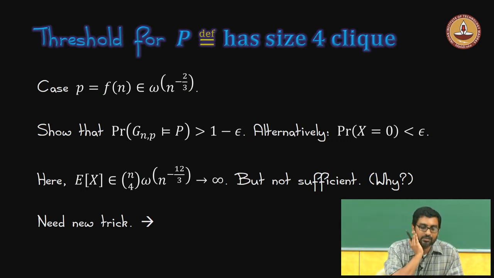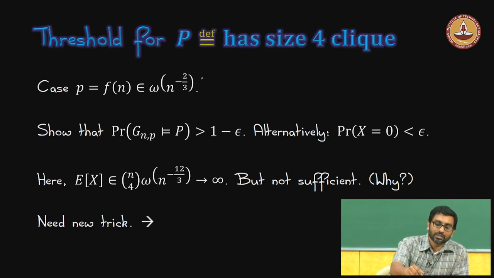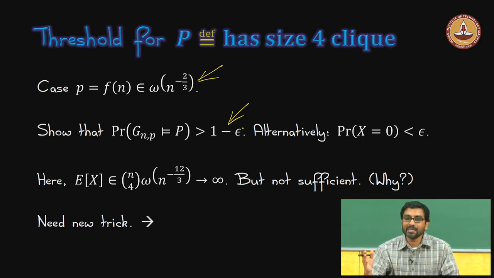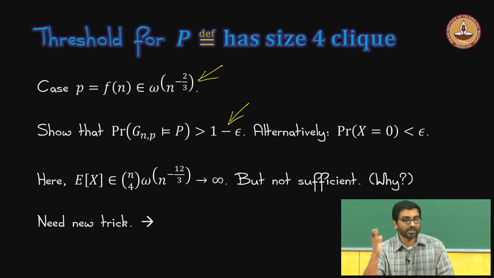Okay. So, let us look at the second case. This is the case where the probability function is little omega of n to the minus 2 by 3. So, it is more than n to the minus 2 by 3. And in this case we want to show that the probability with which the property will hold is tending towards 1. Remember, epsilon is a very small quantity. In fact, for any small epsilon we want to be able to prove that it is greater than 1 minus epsilon.